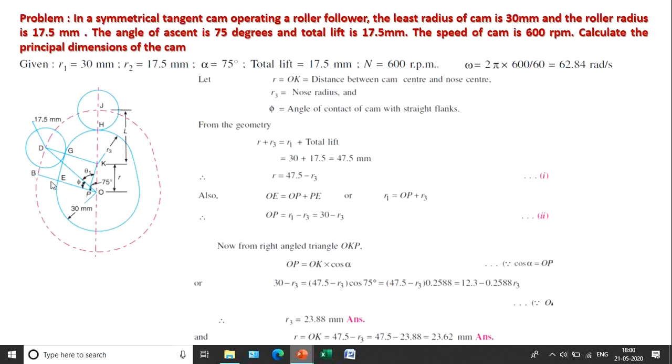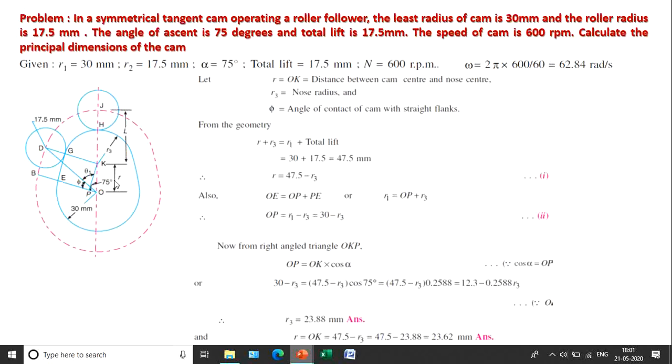Now from this geometry we can identify, so this is the starting point where it leaves the base circle radius and starts with a straight flank. This line represents that, and this is the tangent part, the straight line where the roller is in this position, and this is the roller when the roller is at the nose. So from this geometry we can identify one thing.